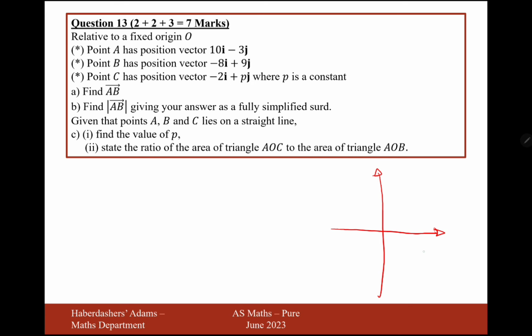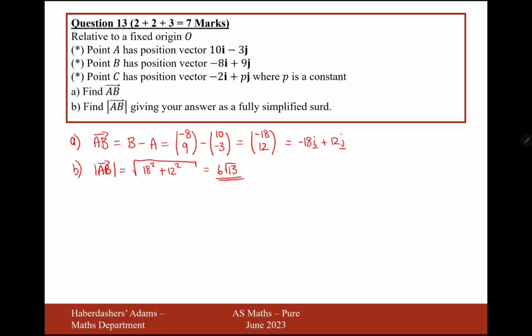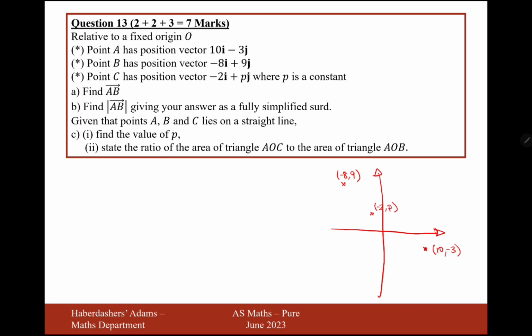So 10 across, minus 3, so that's 10, minus 3. I'm rewriting these position vectors as coordinates. Minus 8, 9, and this next one is going to be minus 2, up P, so it would be minus 2, P. And I know to get from A to B, I need to go, what was it? It's back 18 and up 12. So to go from here to here, it was minus 18, up 12.